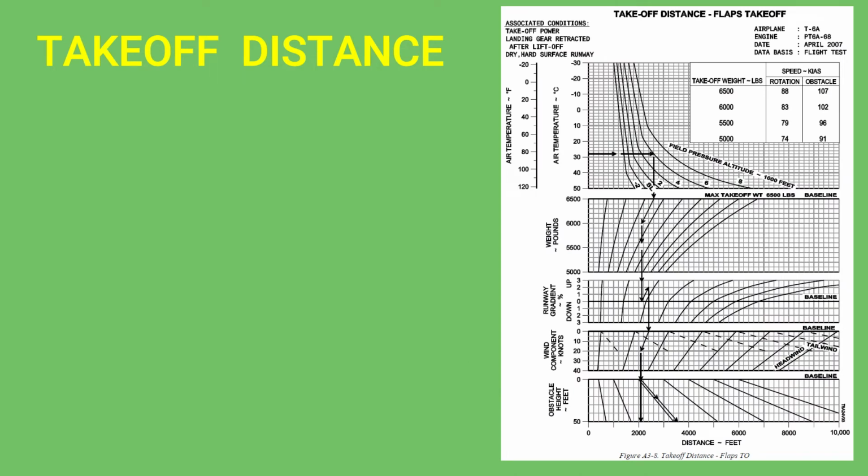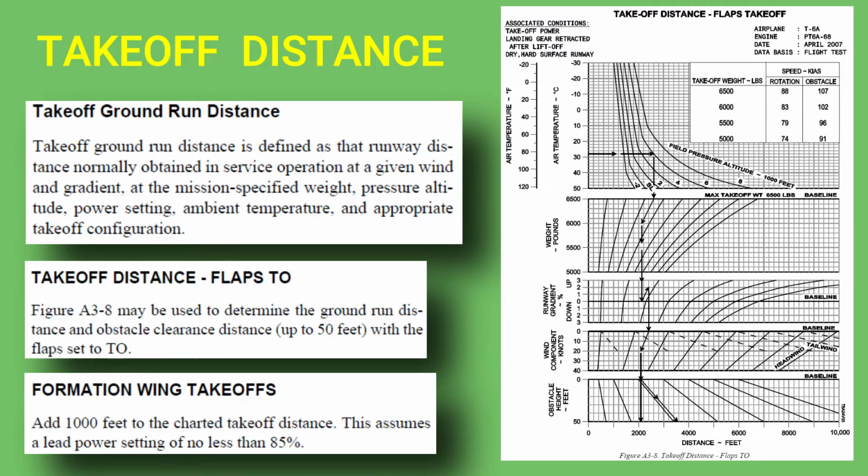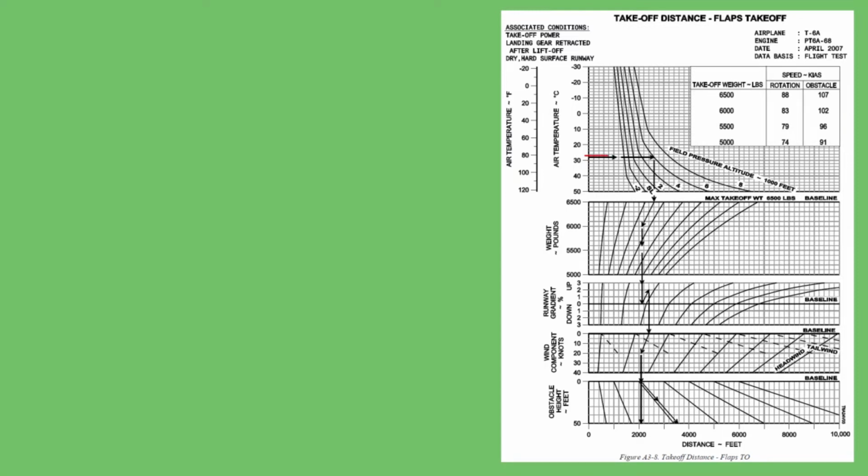This chart can be used to find your ground run or the total distance to climb up to 50 feet AGL, sometimes referred to as a screen height. Starting top left at 27 degrees Celsius, trace straight right to 5,000 foot pressure altitude, then drop down to the baseline of the takeoff weight grid. Since the gross weight is 6,500 pounds, trace straight down to the baseline of runway gradient. The runway gradient is 0.5% up for runway 8, so at the baseline trace up to 0.5, then straight down to the baseline of the wind component grid.